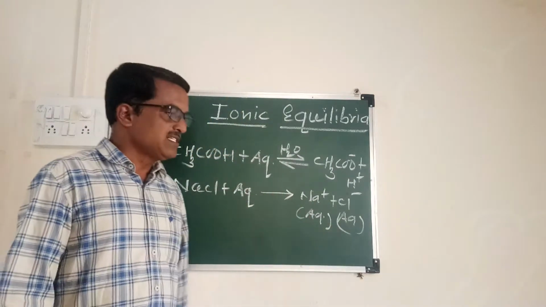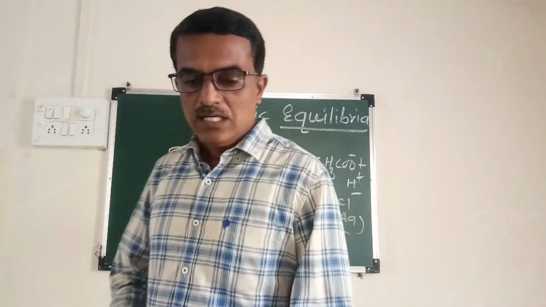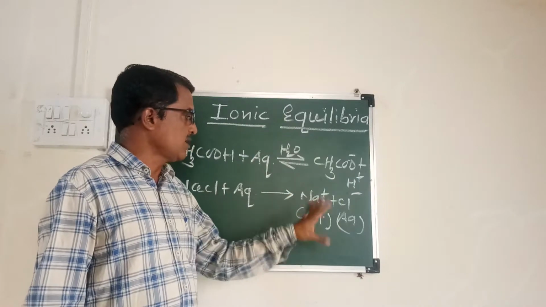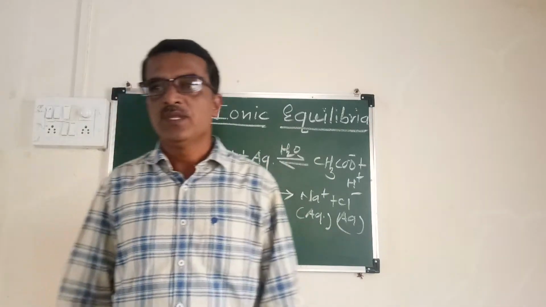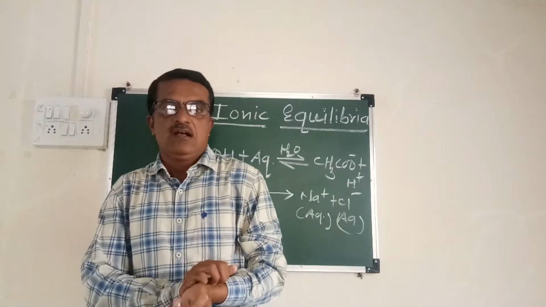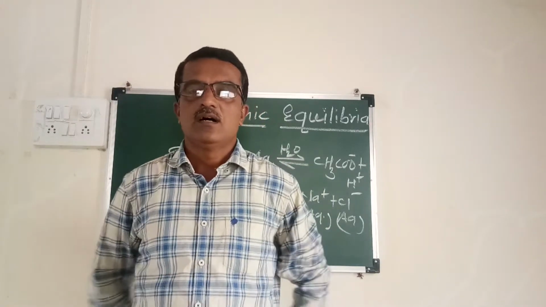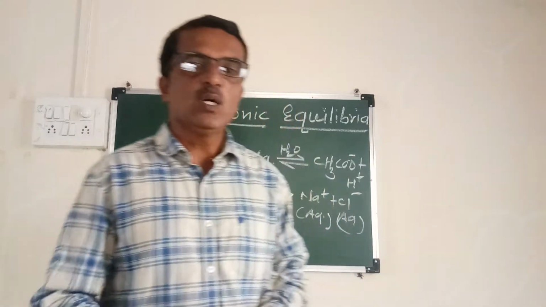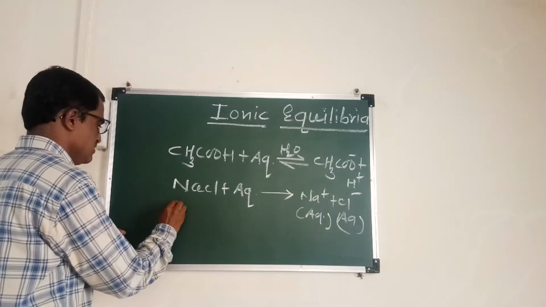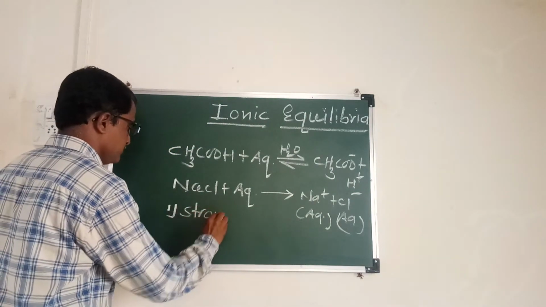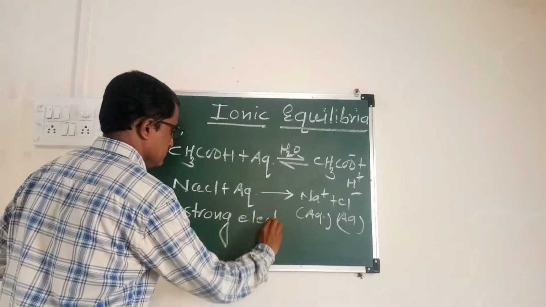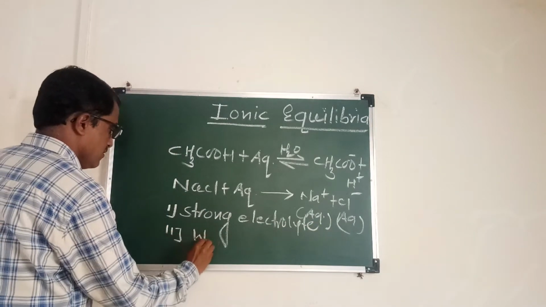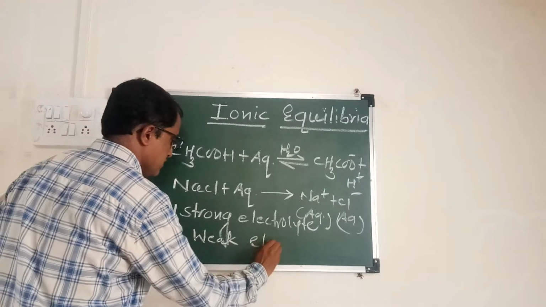Non-electrolytes are the substances which do not ionize when dissolved in water. Now these electrolytes are again classified into two types depending upon the extent of ionization in the aqueous solution. There are two types of electrolytes. First one is the strong electrolyte, and second one is the weak electrolyte.